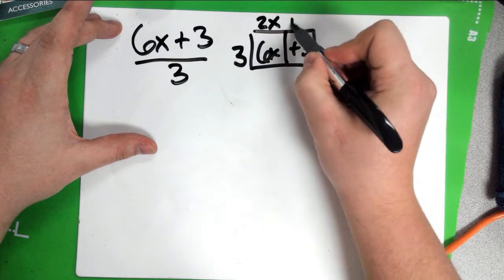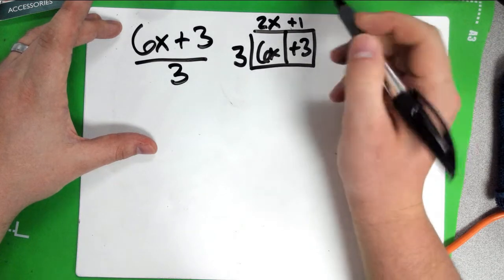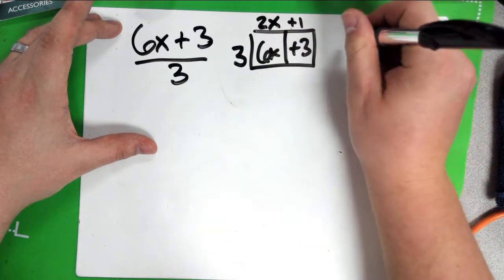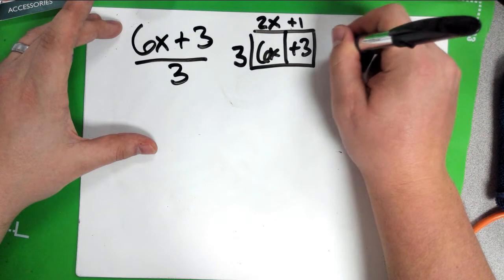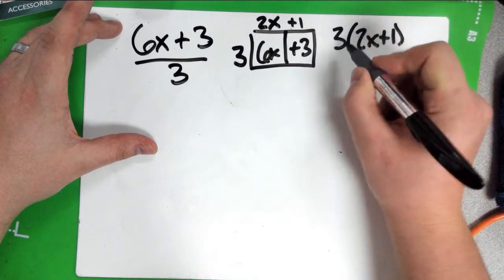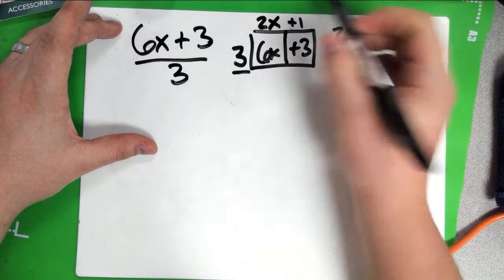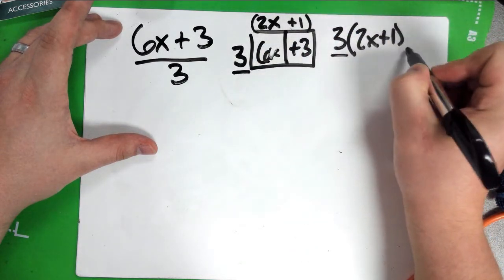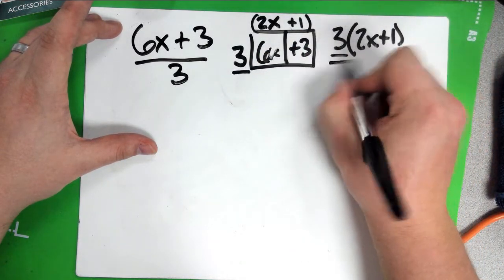And 3 times a positive 1 would give me a positive 3. So the top factored would look like this. We've got 3 times 2x plus 1. Those are my factors. 3 from here, and then 2x plus 1 is 2x plus 1. So that's factoring out the top.